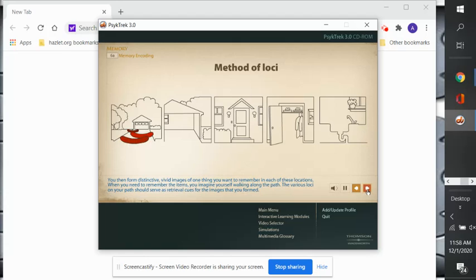So, what you're doing is forming distinctive, vivid images of the one thing you want to remember in each one of these locations. When you need to remember the items, you imagine yourself walking along the path. The various loci on your path should serve as retrieval cues for the images that you formed. So, it helps in remembering those items.